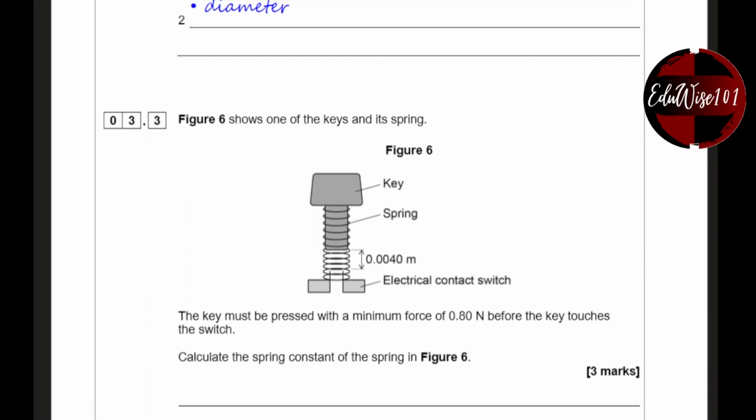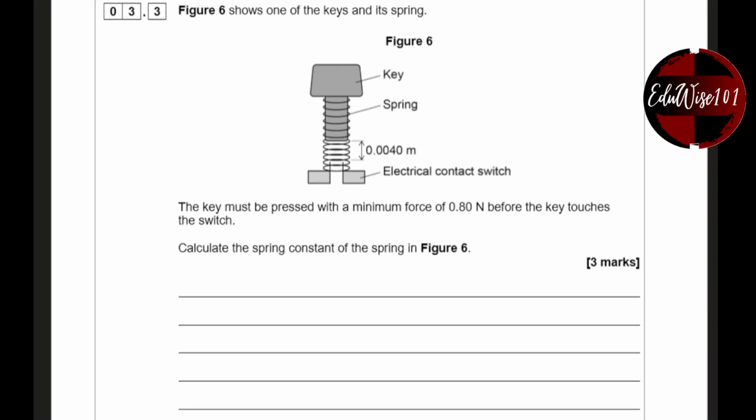Question 3.3, figure 6 shows one of the keys and its spring. Here you've got the spring and there's a clearance of 0.004 meter. When you press it, it will actually go down. The key must be pressed with a minimum force of 0.8 Newton. So that's your force. Before the key touches the switch, calculate the spring constant. So this is my extension, my actual compression.